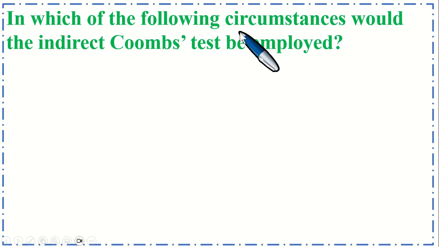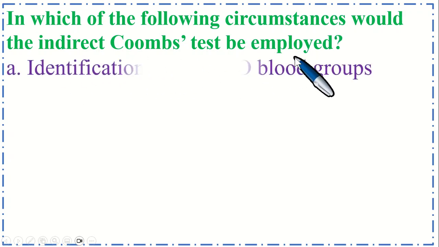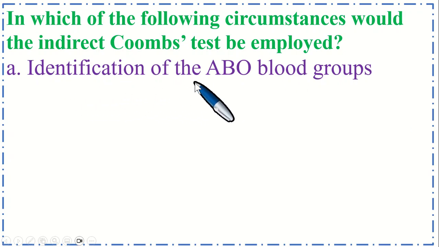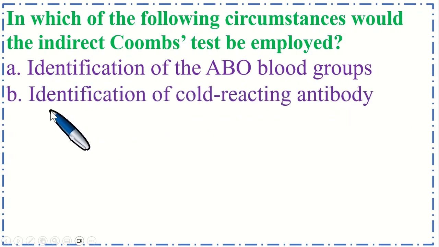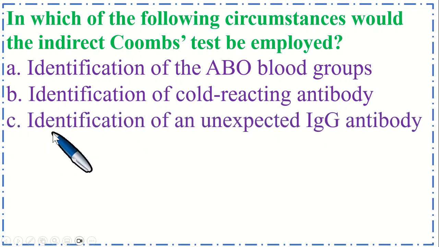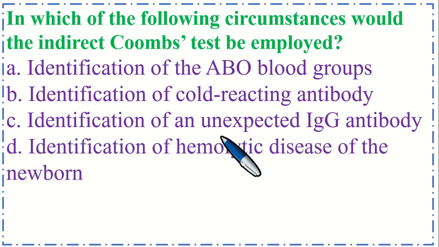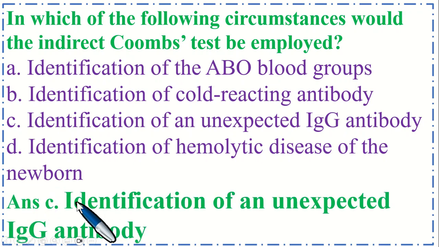In which of the following circumstances would the indirect Coombs test be employed? Option A, identification of the ABO blood groups. B, identification of cold reactant antibody. Option C, identification of unexpected IgG antibodies. Option D, identification of hemolytic disease of the newborn. So the correct option is C, identification of unexpected IgG antibody.